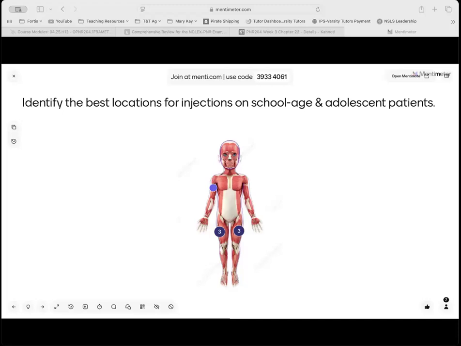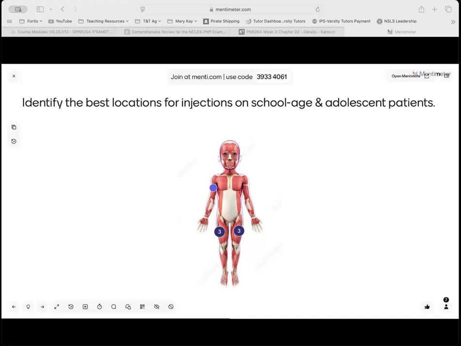So we're looking at that volume. If it's going to be a large volume, we're going to use that larger muscle so that we're not causing pain or tissue damage. Also, anything that burns or stings when you give it, you're going to want to use a larger muscle group so that you're not causing as much pain and discomfort.